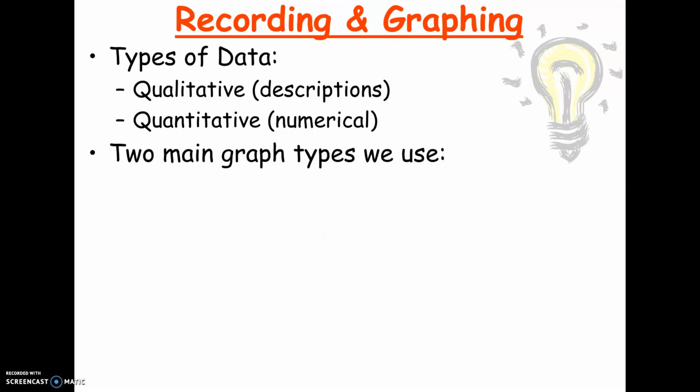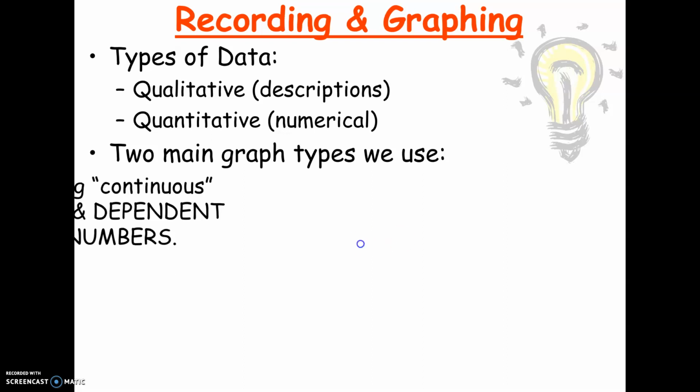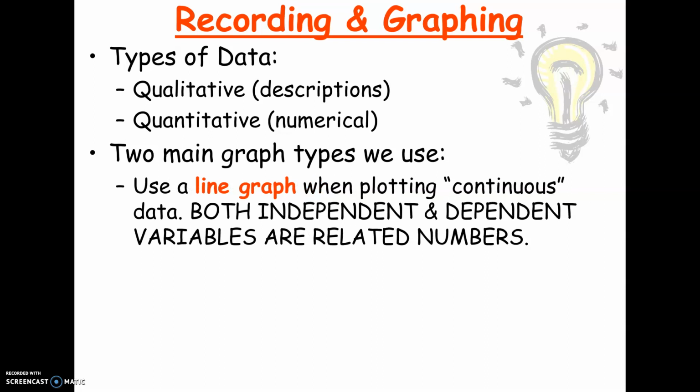The two main kinds of graphs, keep in mind there are lots of different kinds of graphs, but the two main that you could be asked to draw yourself would be a line graph or a bar graph. So how do you know when to make a line graph versus a bar graph? A line graph is specifically going to be used if your independent and your dependent variables are both numbers.